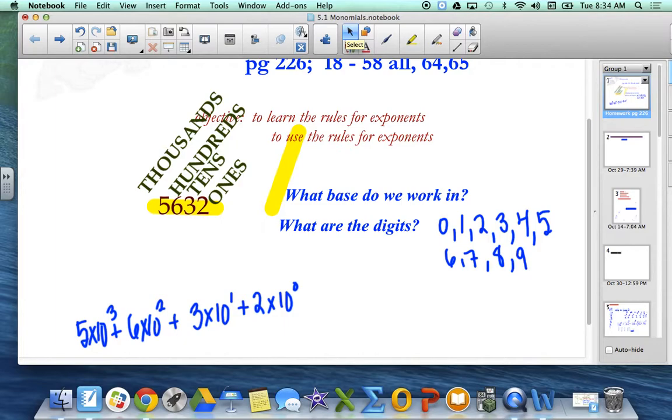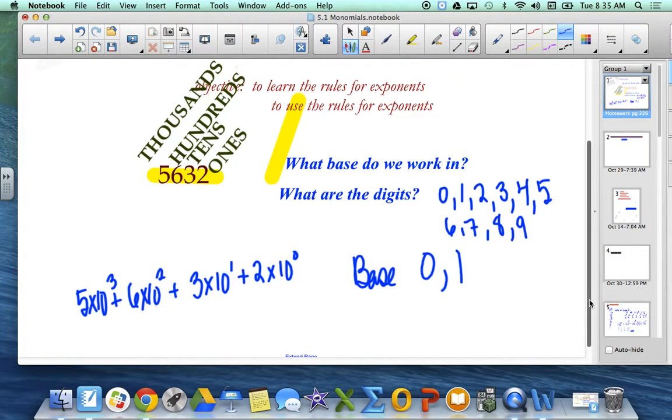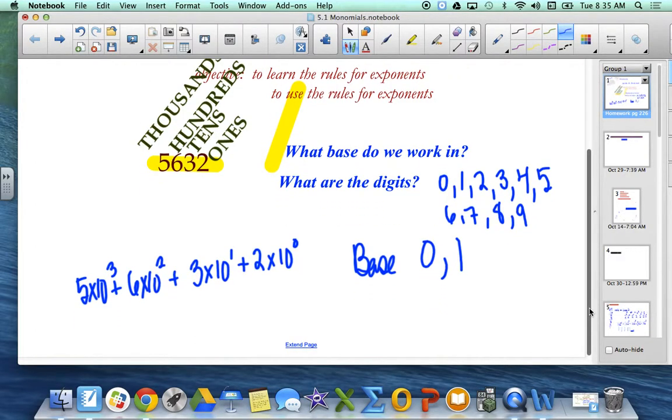Okay? What base do computers work in? 2. Base 2 is correct. How many digits are there? 2. What are they? 0 and 1. So base 2 has 2 digits, 0 and 1. Okay, what does a power button look like? Anybody know? Like that? Where does it come from? It comes from base 2 with a 0 and a 1, and they combine them to make the power button. Okay? All right. That's a little information y'all need to know, right?